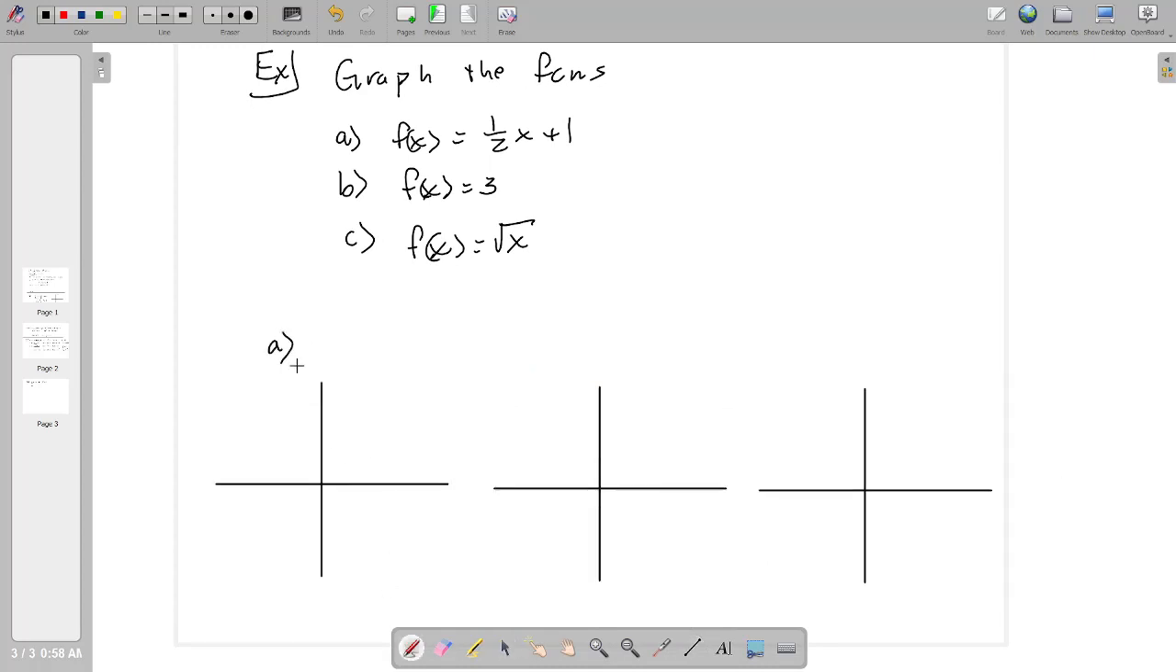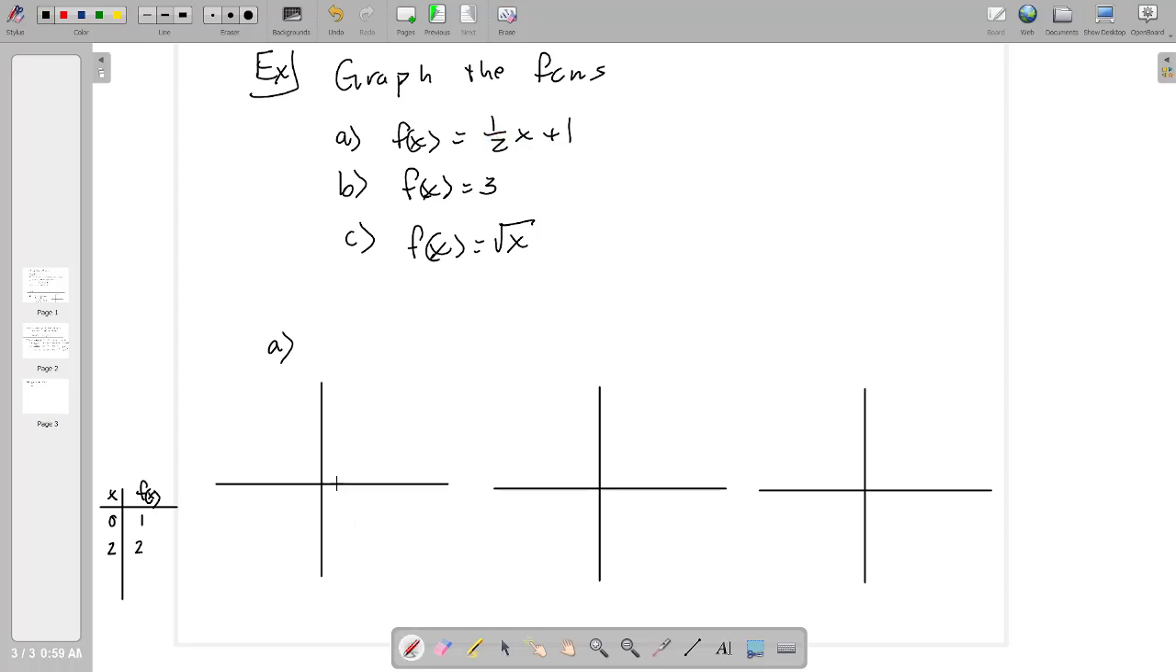So for part A, if we're graphing f of x is equal to 1/2 x plus 1, then this is the same thing as saying y equals 1/2 x plus 1. So we need to plot a few points. I'm going to plot x is equal to 0, which would mean we would have 1/2 times 0, which is 0, plus 1, so that would just give us 1. And x equals 2. And then we would have 1/2 times 2 is 1, and 1 plus 1 is 2. Now the reason I use 2 instead of 1 is because the denominator is 2. So I'm choosing an even number so that it cancels nicely with the denominator here.